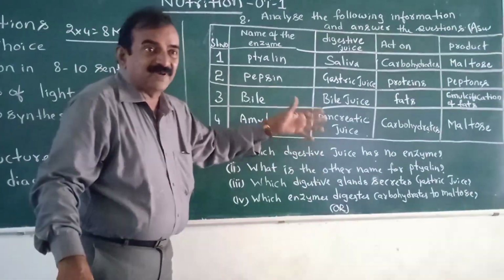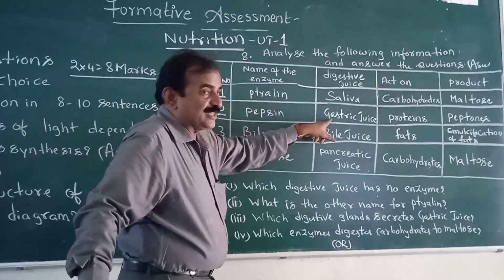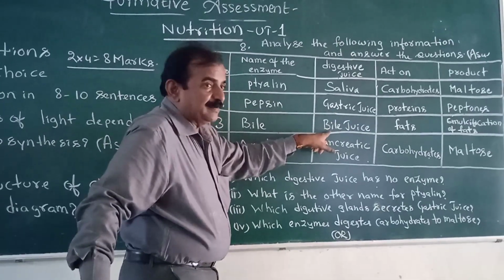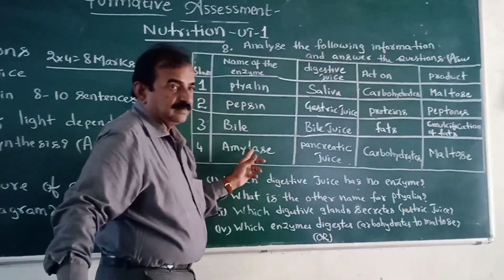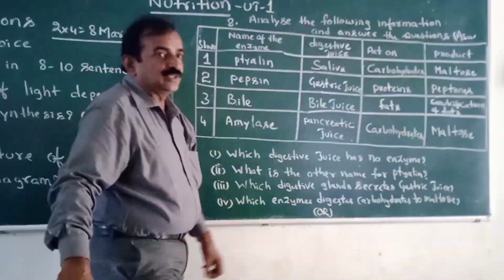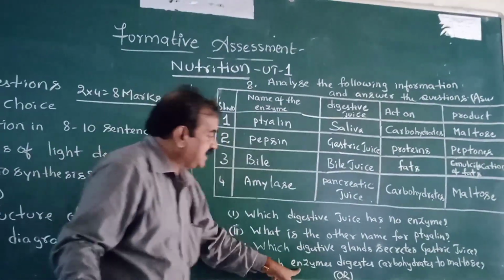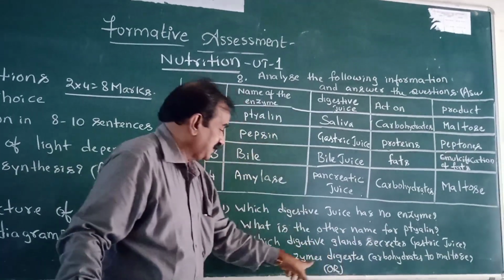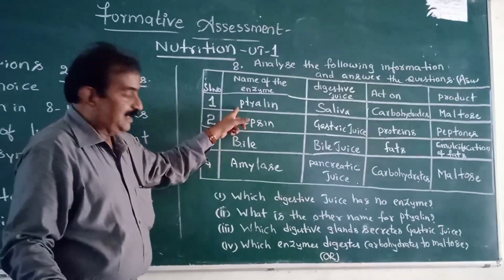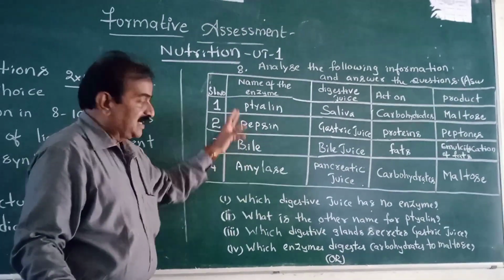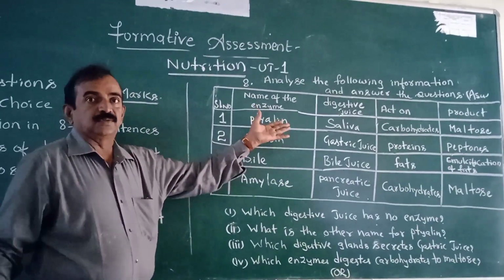All these are enzymes secreted by different types of glands. Saliva means salivary gland. Gastric juice means gastric gland. Bile means liver. Pancreatic juice means pancreas. And for digestive glands you need to write gastric gland. Which enzyme digests carbohydrates to maltose? Two enzymes are there: ptyalin and also amylase. Write both names. These two enzymes digest carbohydrates to maltose.